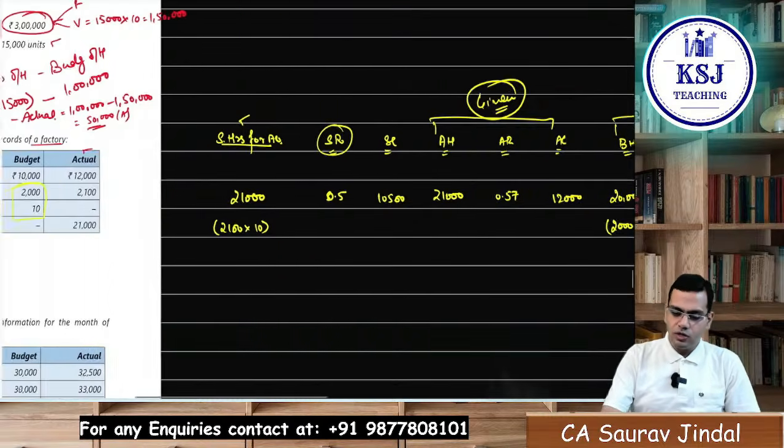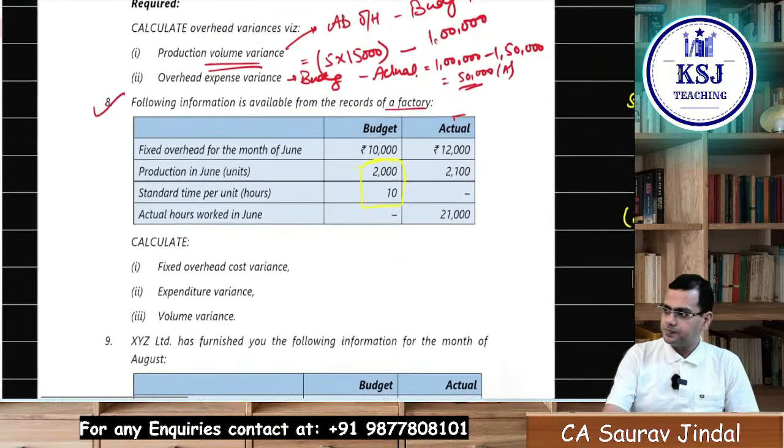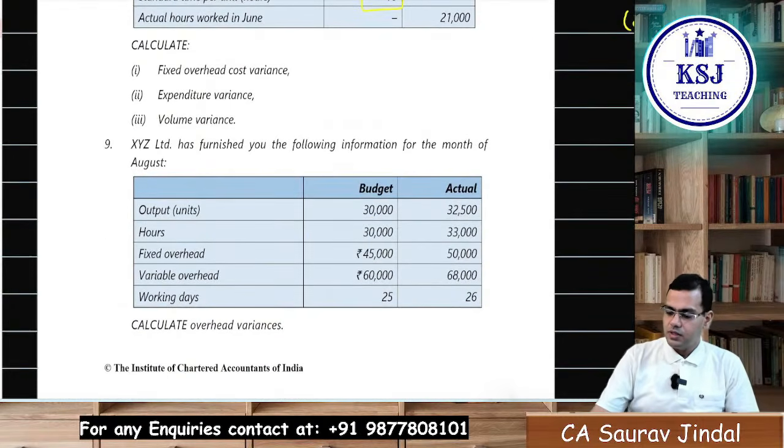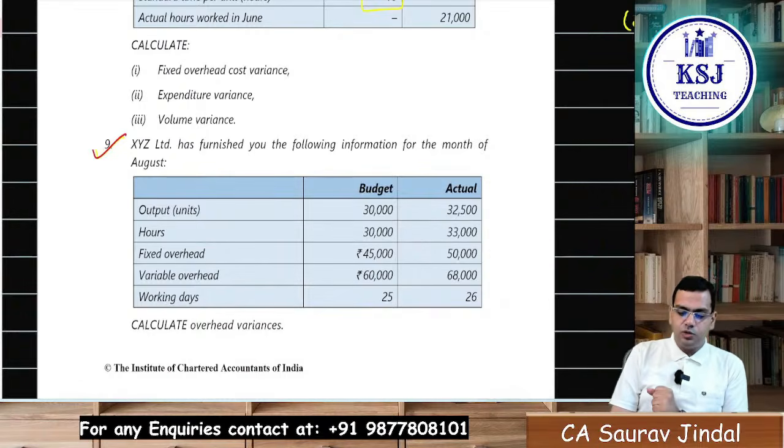Okay, let's move on to question number 9 now. XYZ Limited has furnished you the following information for the month of August. Output is given, budgeted and actual, hours are given, budgeted and actual, fixed overheads are given, variable overheads are given, and the working days are given. Calculate the overhead variances. Simple.